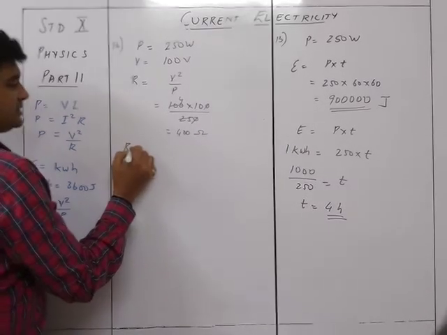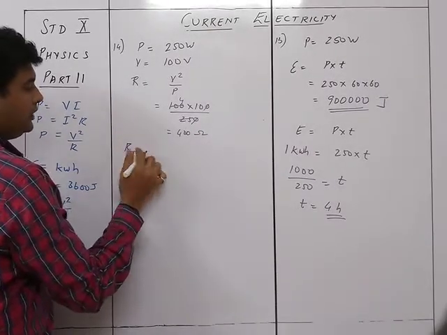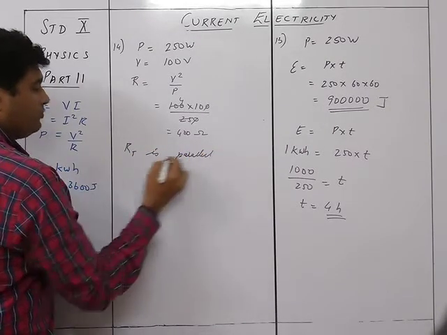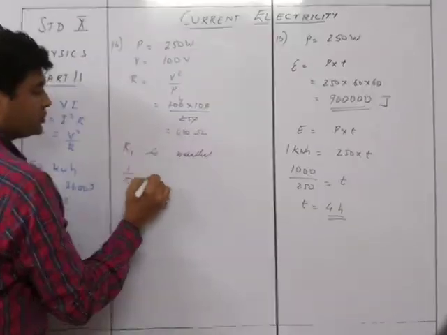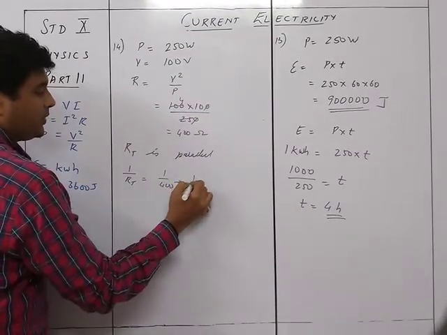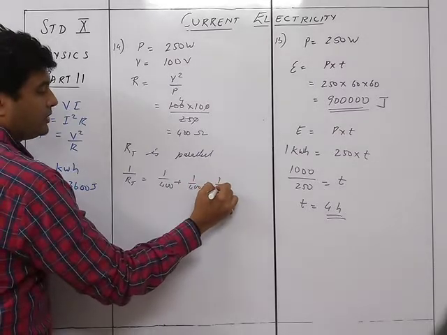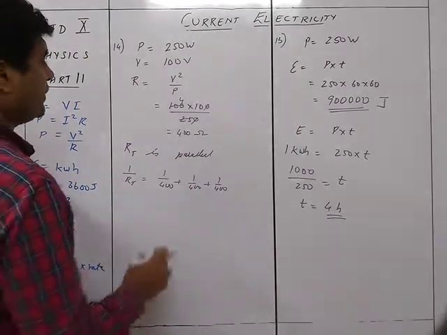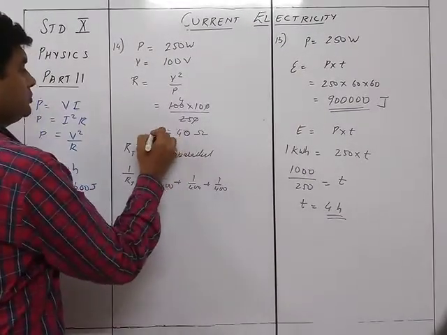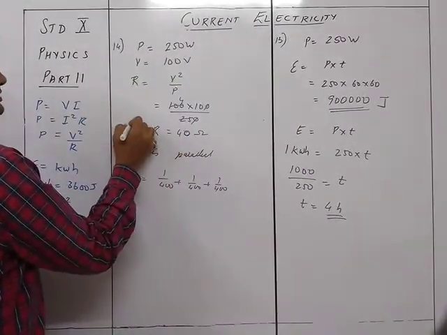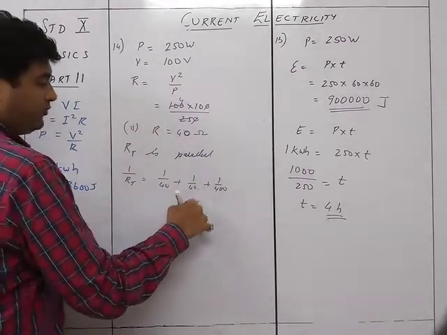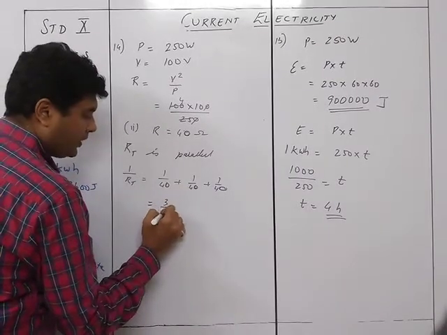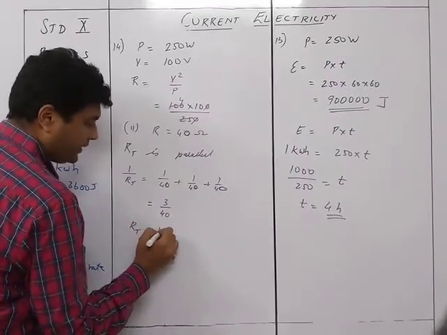Therefore, total resistance in parallel will be 1 upon RT is equal to 1 upon 40 plus 1 upon 40 plus 1 upon 40. Okay. So we got the second answer, that it is 40 ohms, not 400. So this is the second answer we got. So that will be 3 upon 40. So RT will be equal to 40 upon 3 ohms.